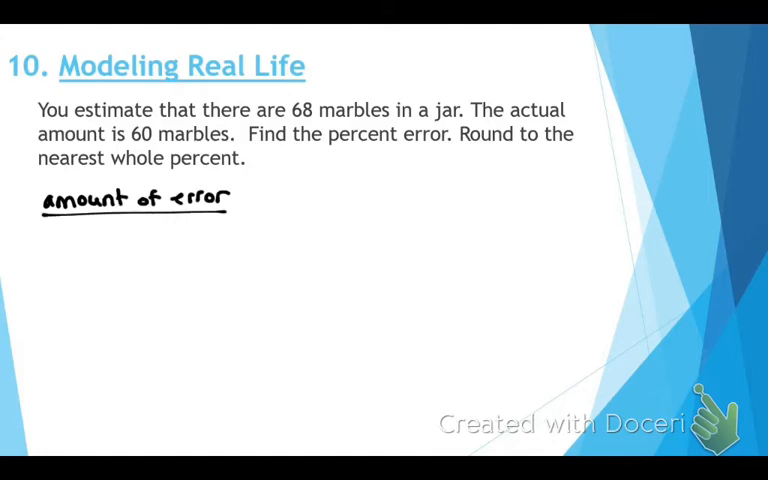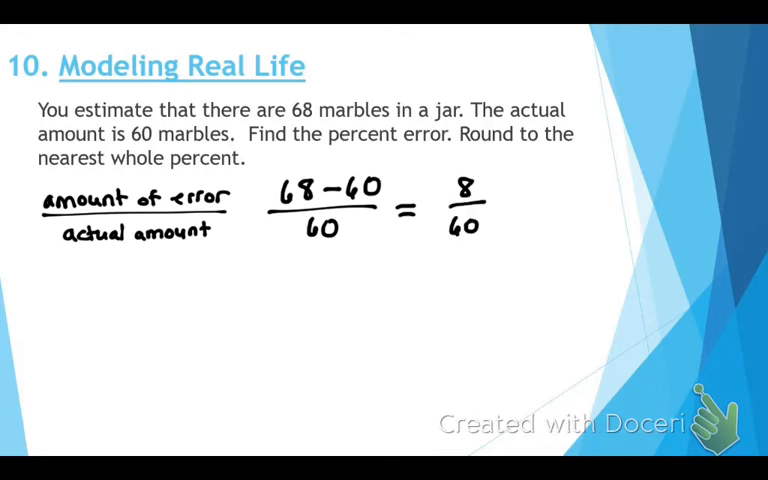Okay, a lot of people on their quiz wrote over the original amount. It is not the original amount. It is the actual amount. Okay, so they thought there would be 68, but there were actually 60. So the actual amount is 60. 8 over 60 equals 0.13 repeating.